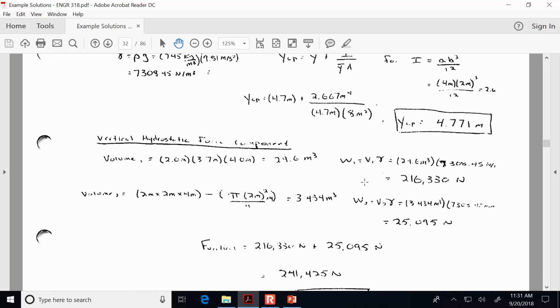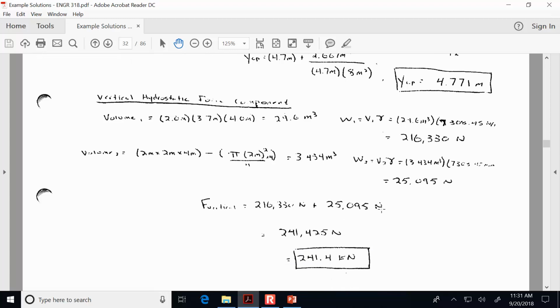So the volume of that section, the combined volume of the small piece and the larger piece, that's the rectangular shape. The larger piece is 29.6 cubic meters. The smaller piece is 3.434 cubic meters. So the combined volume multiplied by the unit weight will tell you that the vertical force is 241 kilonewtons. So that's the weight of the water above the gate.